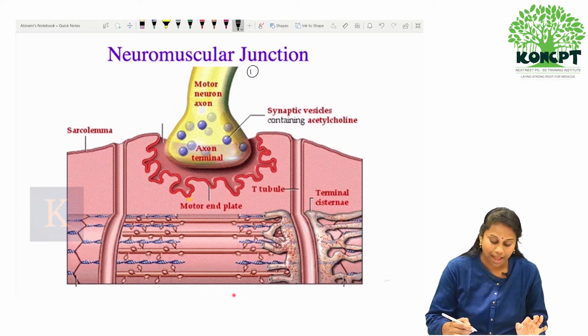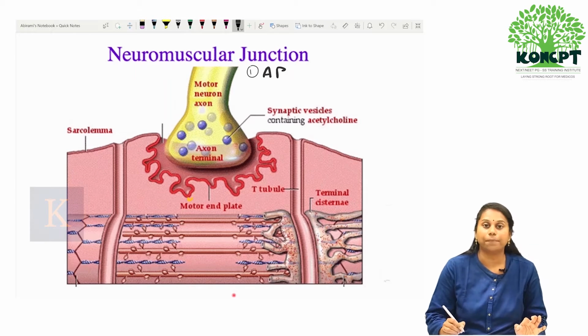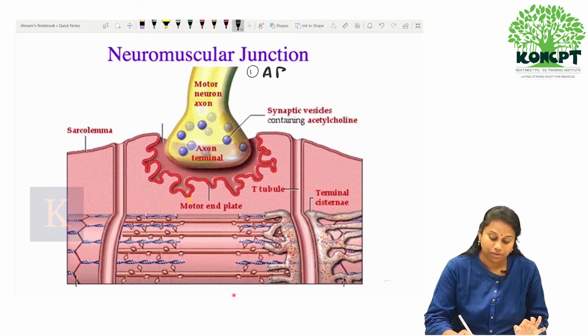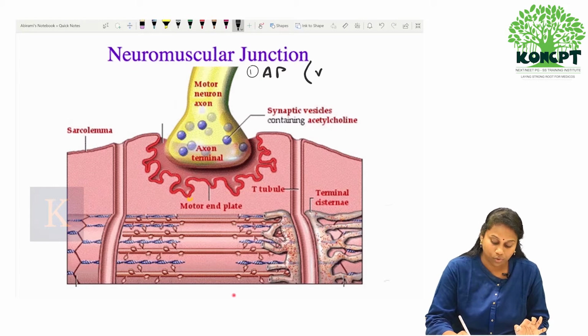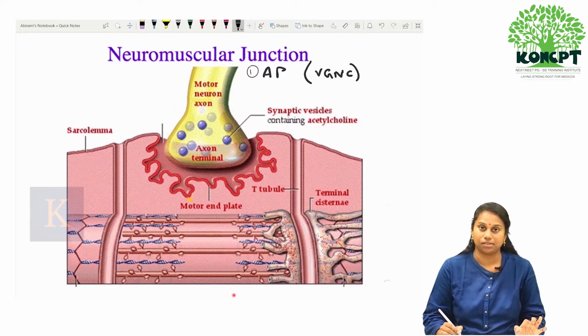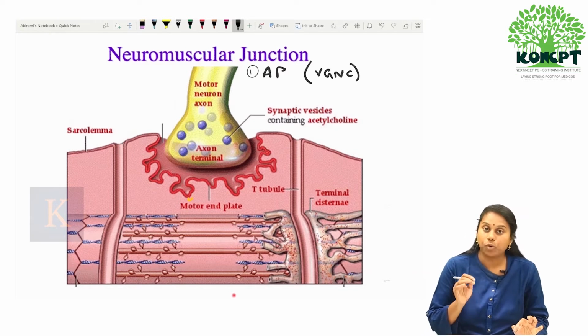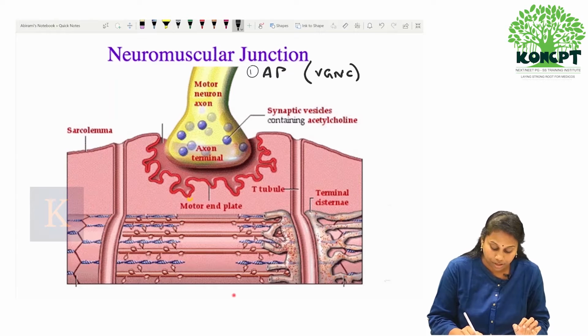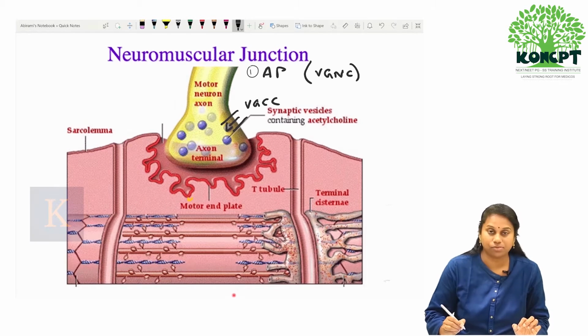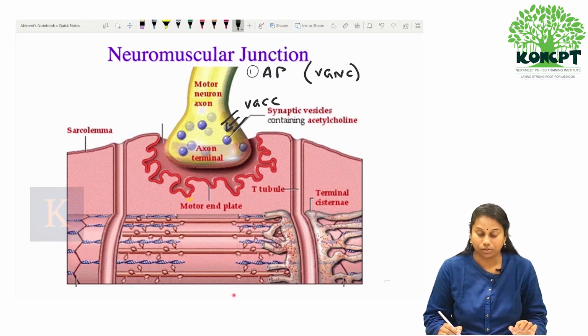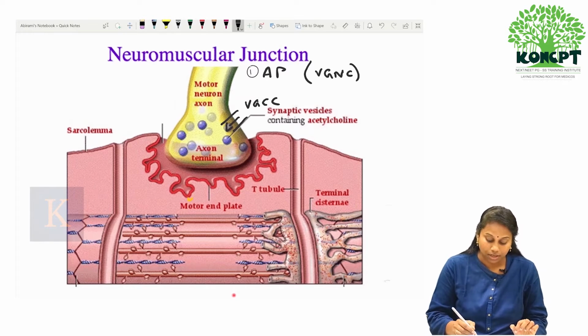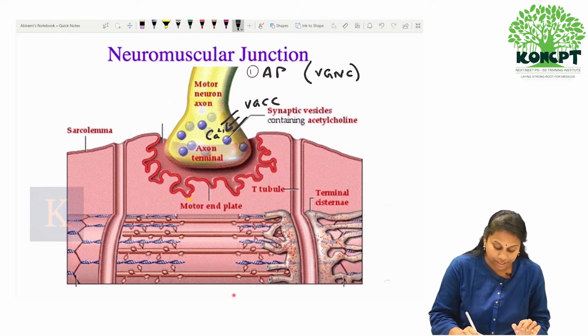Arrival of an action potential at the presynaptic neuron. For this to occur you need voltage gated sodium channels. So, the first step is arrival of action potential at the presynaptic neuron. And what does this action potential do? It opens voltage gated calcium channels at the synaptic knob or synaptic terminal, and calcium enters inside.